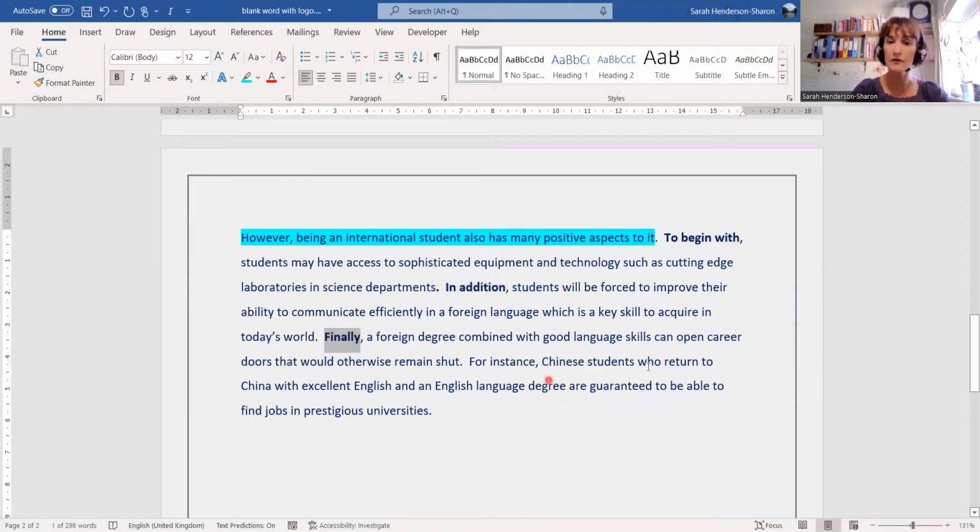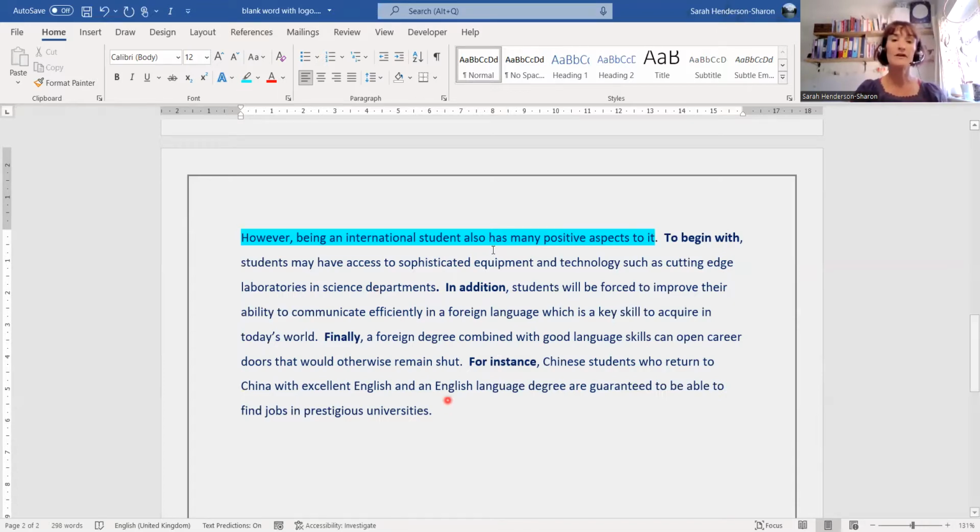Again, they're not overly complicated, but they do the job. They do the job quite well. Now, this time I have got some slightly more advanced vocabulary in it. So we've got cutting edge laboratories, sophisticated equipment, communicate efficiency, doors that would remain shut. This is a good one. So I've slightly increased my level of difficulty in terms of grammar and vocabulary.